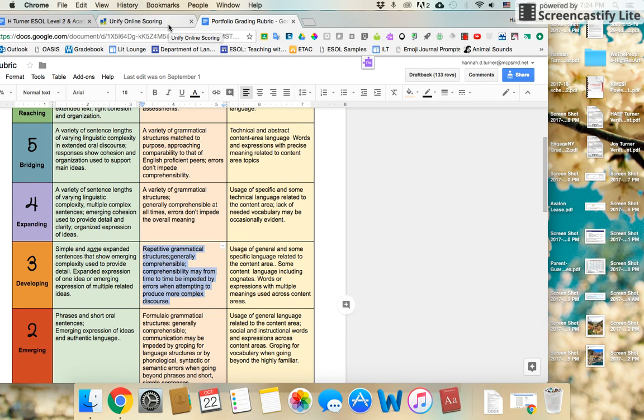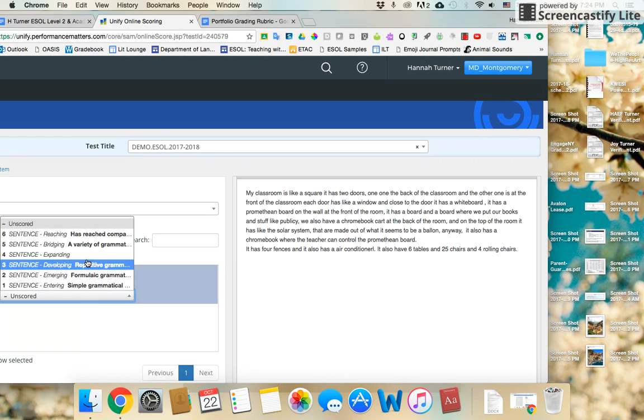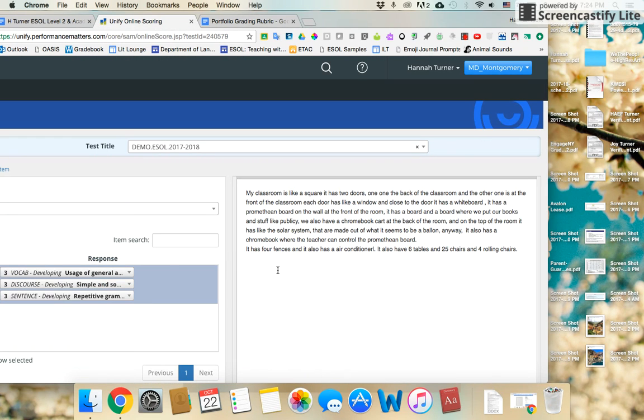Level 3 says that students have repetitive grammatical structures. That means that the student is using the same structure for most or all of their sentences. If you look at the way the student has written, you see the verb has quite frequently.